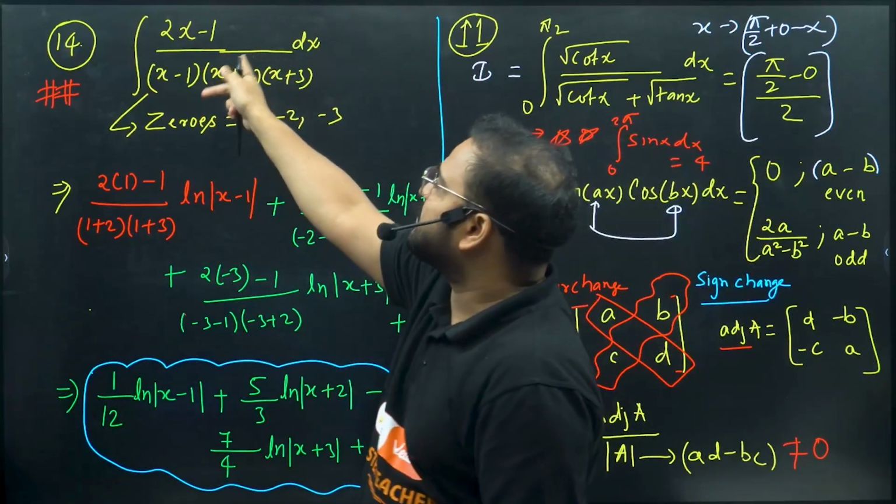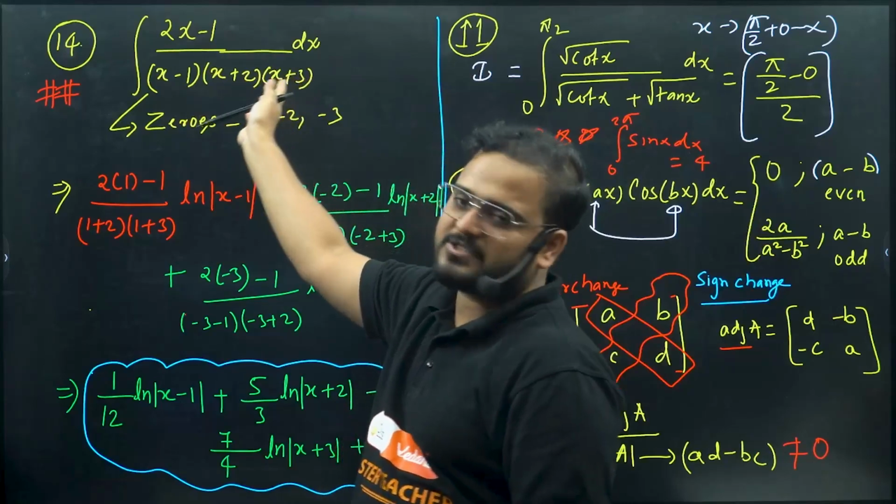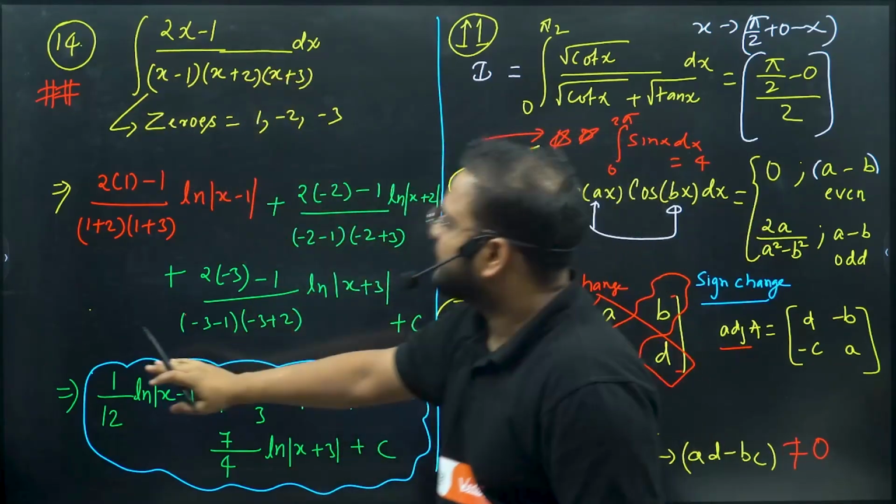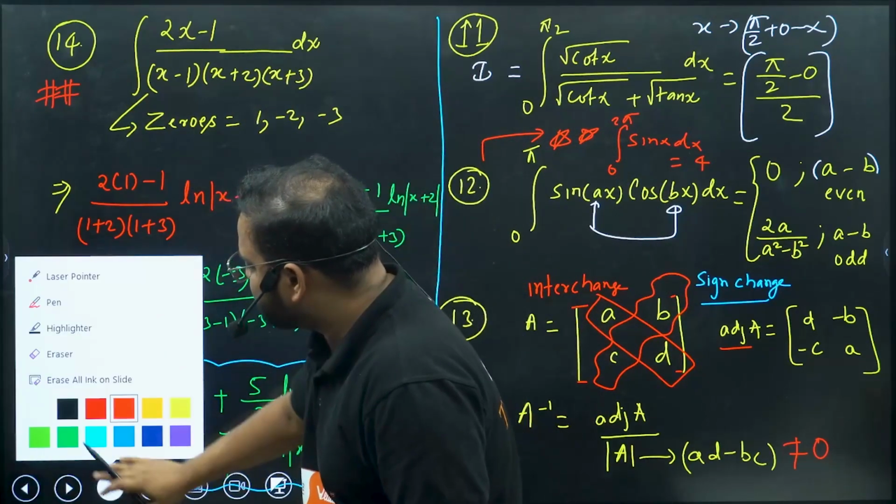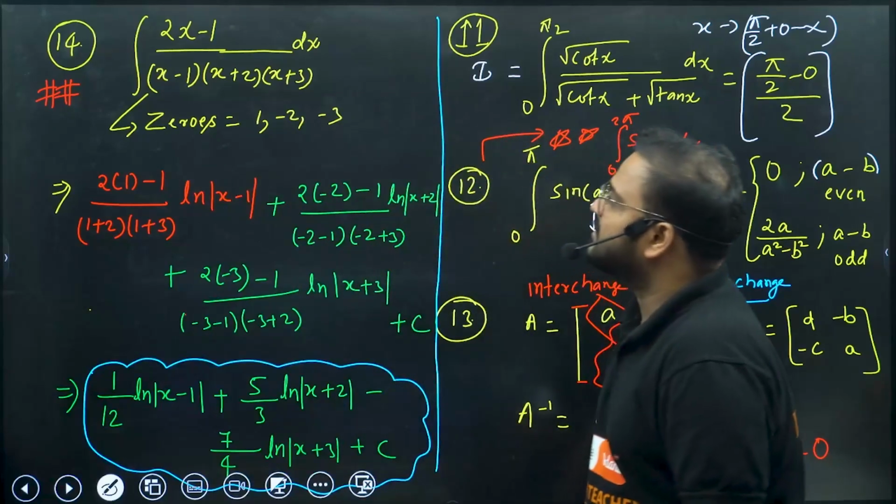Whenever you have this form, (2x minus 1) upon (x minus 1)(x plus 2)(x plus 3), you have been given this kind of form, and they're asking you to integrate this. So what are you going to do?